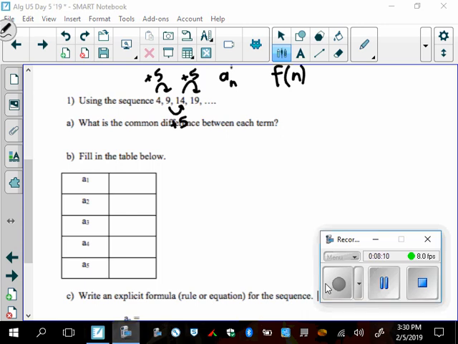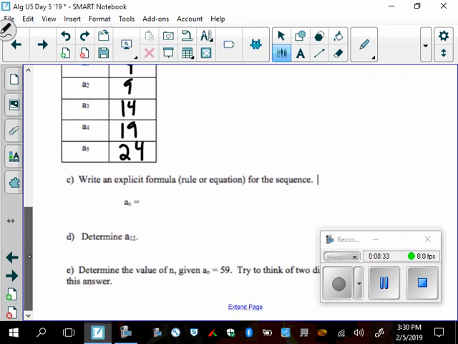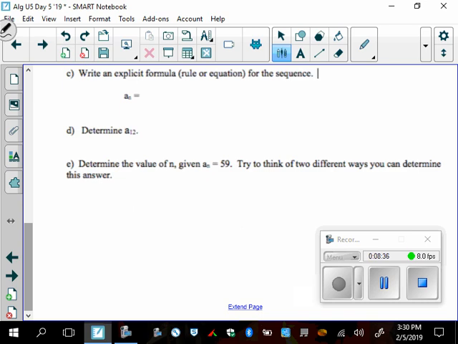So I notice they're adding 5 each time. So that's going to be my common difference. They use the variable D for common difference. All right. So in the chart, this used to be like X and Y. But now the little 1 represents the first term is 4. The second term is 9. Third term is 14. The fourth term is 19. My next term, if I added 5, would be 24.